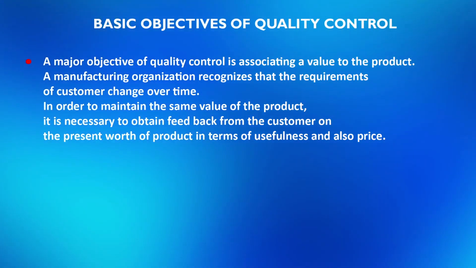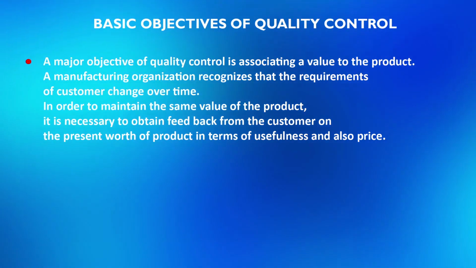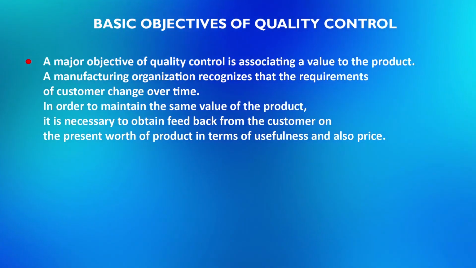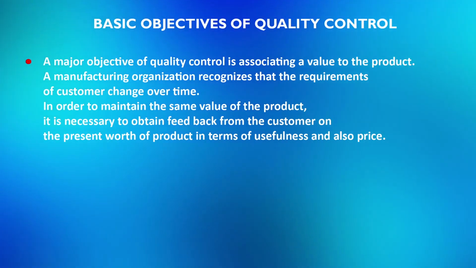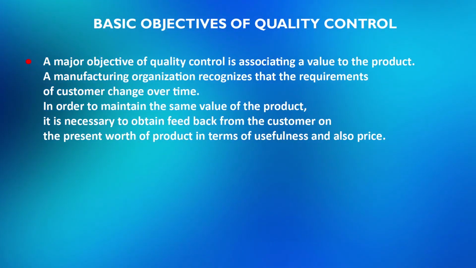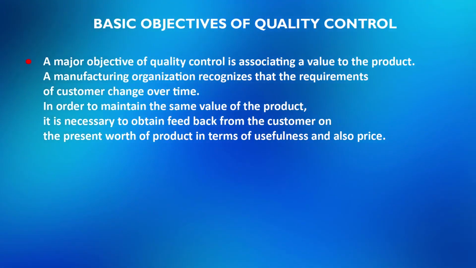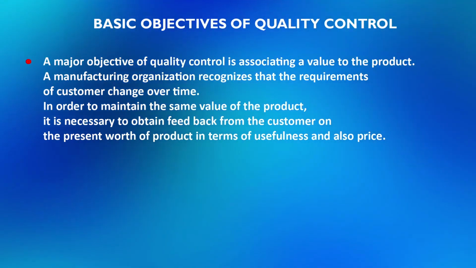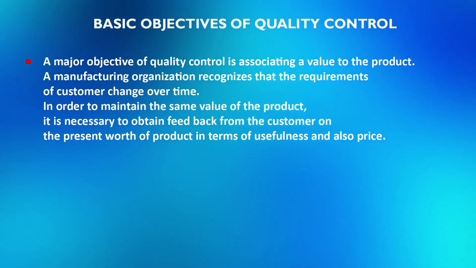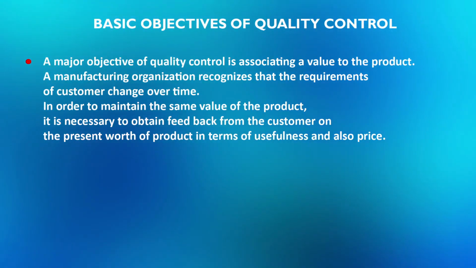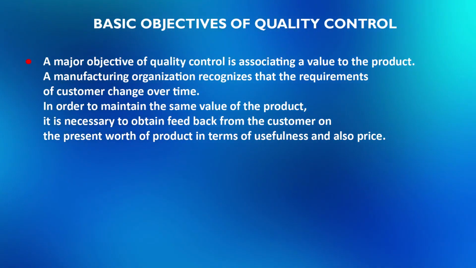A major objective of quality control is associating a value to the product. A manufacturing organization recognizes that the requirements of the customer change over time. In order to maintain the same value of the product, it is necessary to obtain feedback from the customer on the present worth of the product in terms of usefulness and also price.